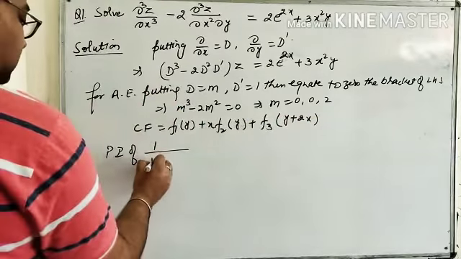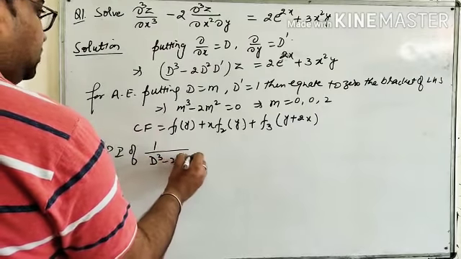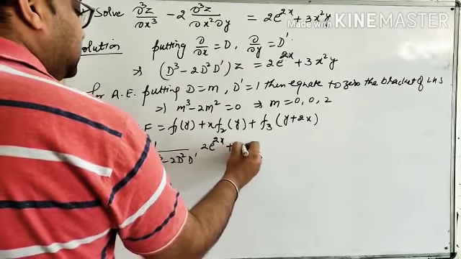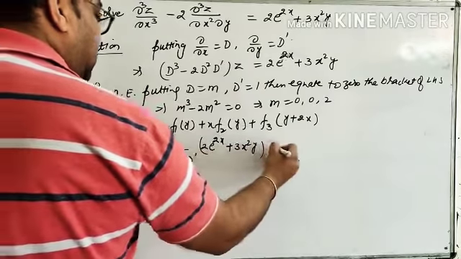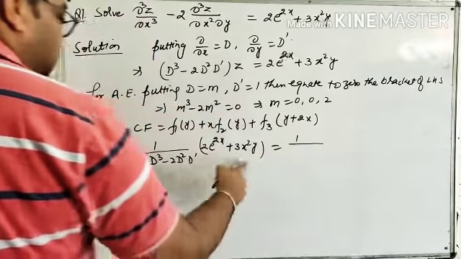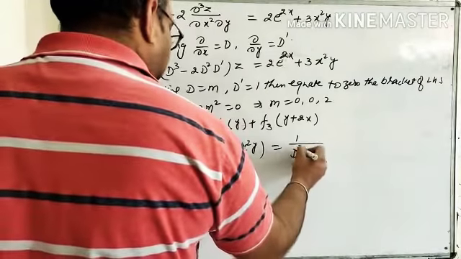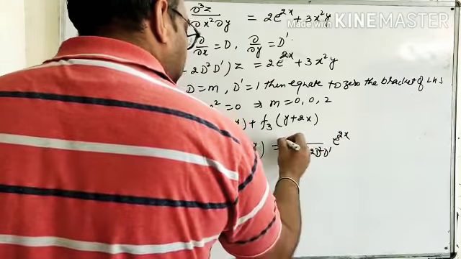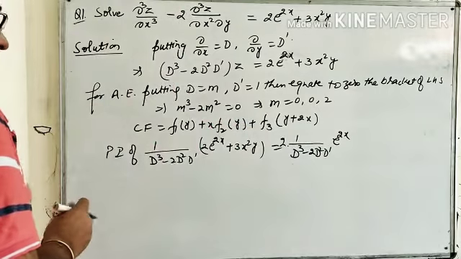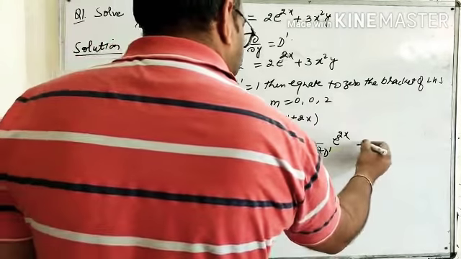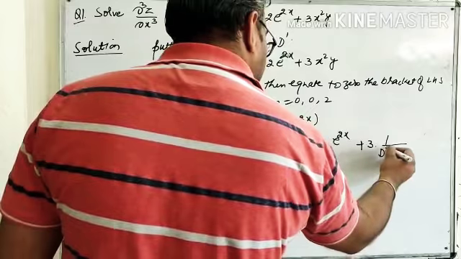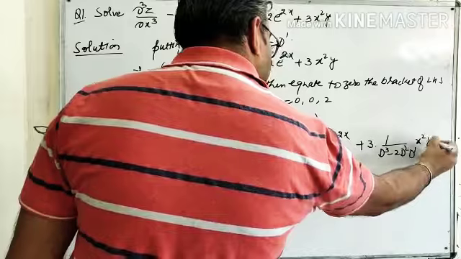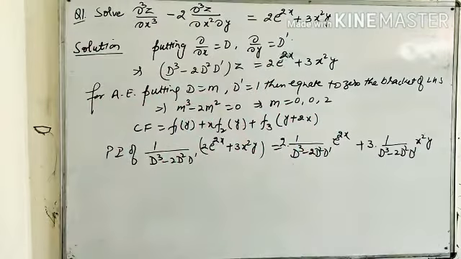Now PI equals 1 upon D cube minus 2D square D' of twice e raised to power 2x plus thrice x square y. So we shall distribute these two terms: 1 upon D cube minus 2D square D' e raised to power 2x, 2 is a constant so we can write it on the left hand side of this particular term, plus thrice 1 upon D cube minus 2D square D' x square y.